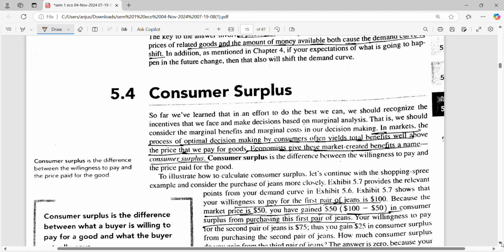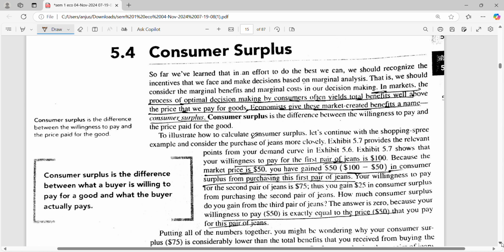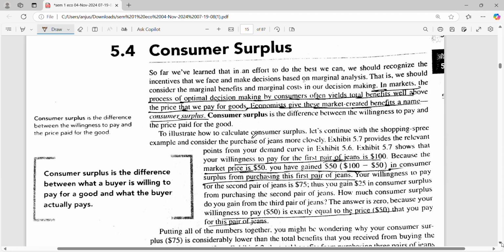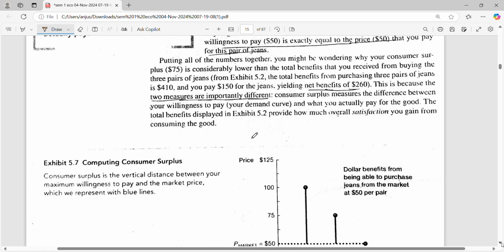Next is 5.4 consumer surplus. Again an easy concept. So consumer surplus is the difference between what a buyer is willing to pay for a good and what the buyer actually pays. With the help of a graph, I will explain that.